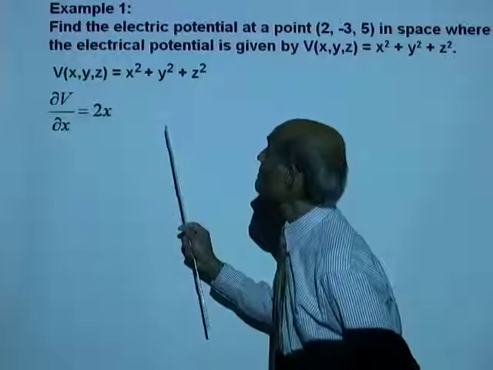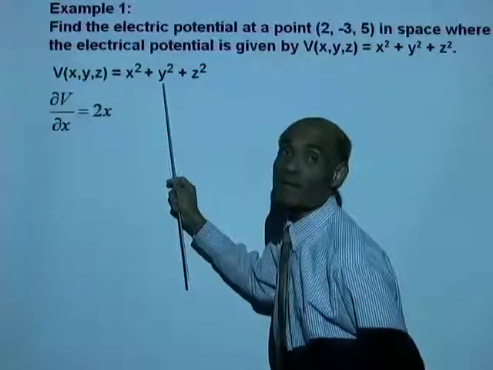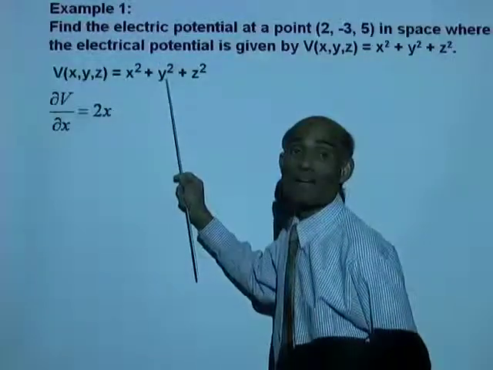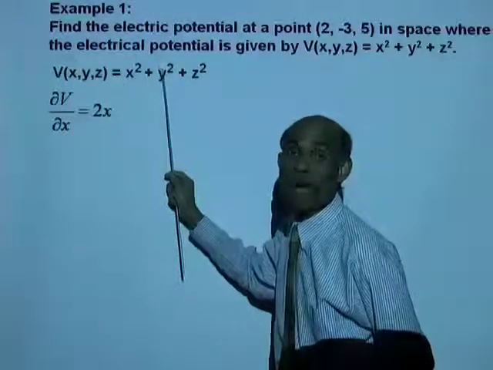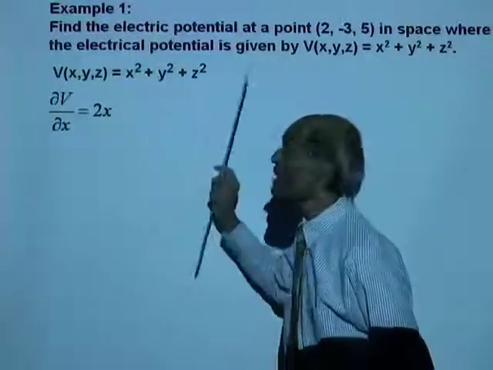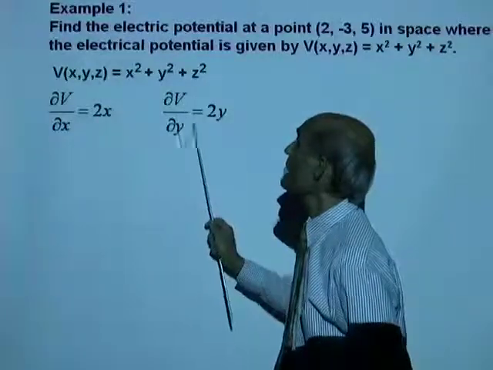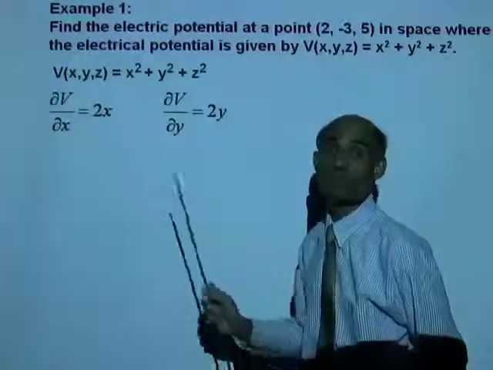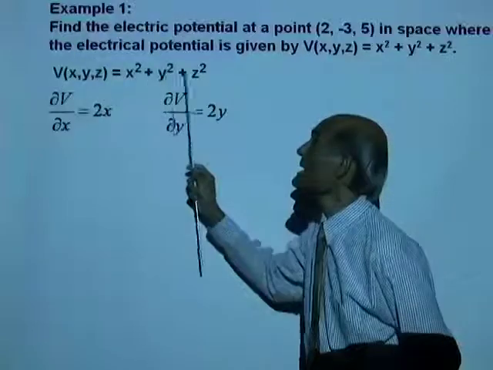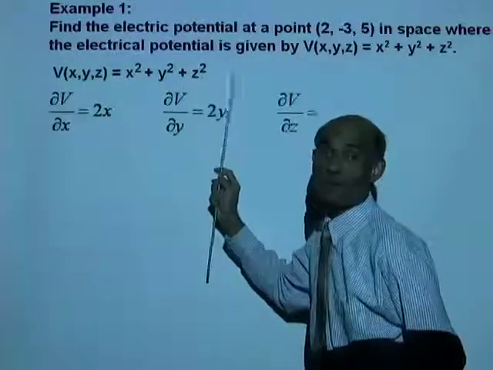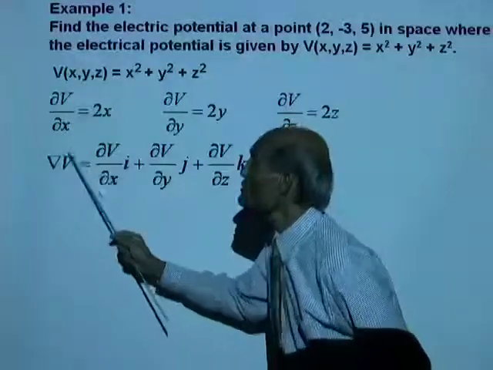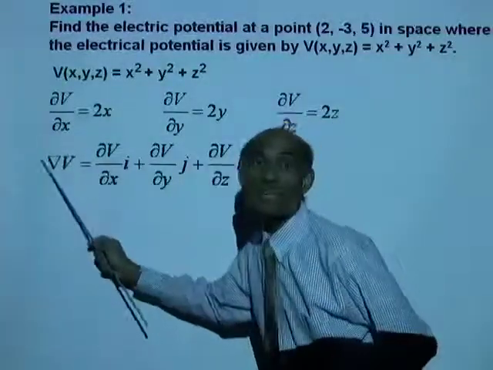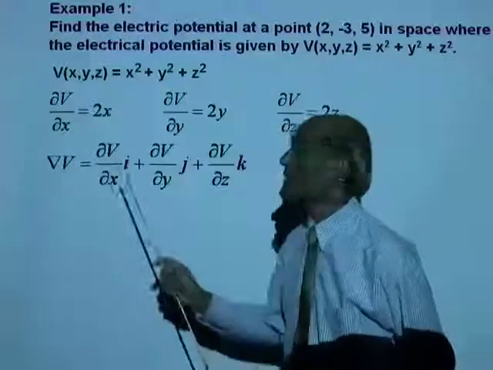Alright, what is del V by del y? It will be 2y. When you want to take the derivative of V with respect to y, x and z will be constant. So del V by del y equal to 2y. What is del V by del z? That will be 2z. And therefore, what is the gradient of the potential function?